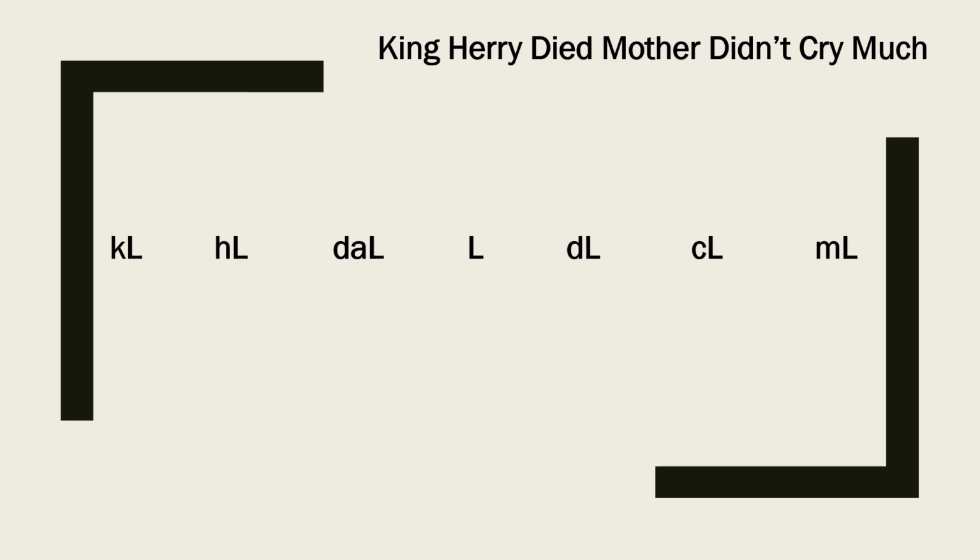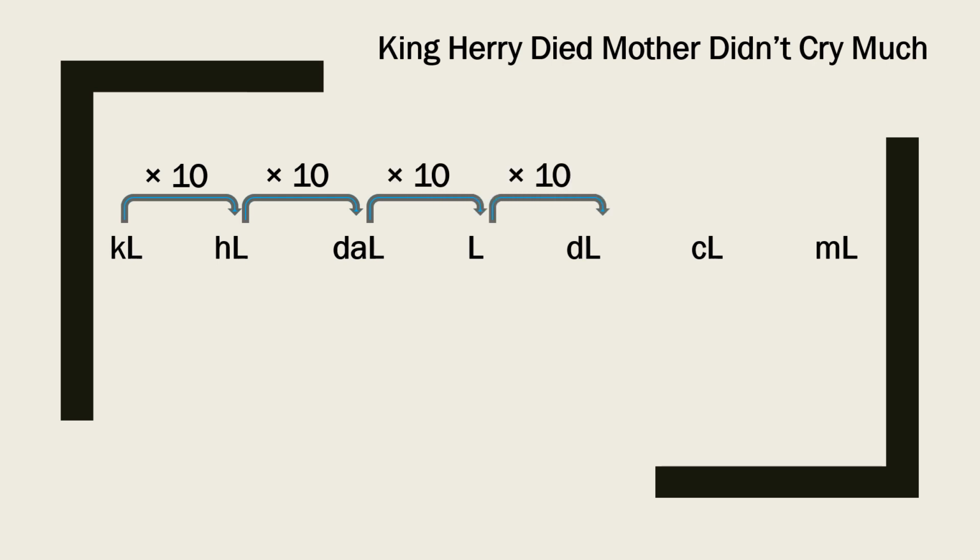If you need to convert higher units to lower, you need to multiply by 10. For example, kiloliter to hectoliter, you need to multiply by 10. Hectoliter to decaliter, multiply by 10. Decaliter to liter, multiply by 10. Liter to deciliter, multiply by 10. Deciliter to centiliter, multiply by 10. And centiliter to milliliter, multiply by 10.